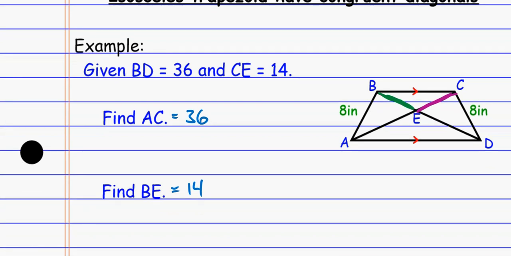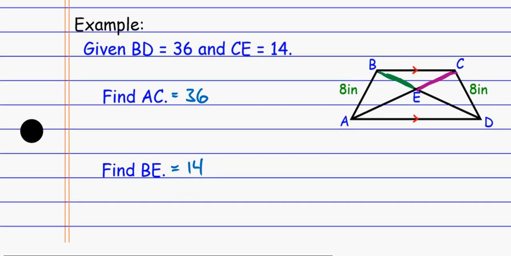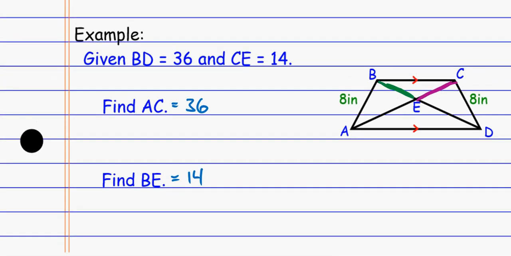I could even answer other questions about this, like I could have asked for something like ED or AE, and we could have used some segment addition to find that. Maybe I'll pull an audible here. Out of curiosity, AE, well, if you know AC, the whole diagonal, is 36, and that little piece is 14, that means that this guy is going to have to be 18. An 18 and a 14 to give us the total of 36, okay?